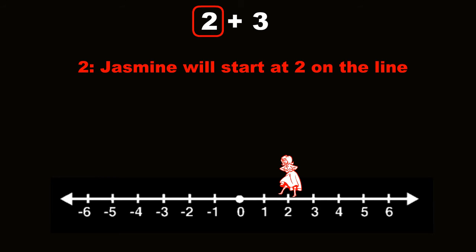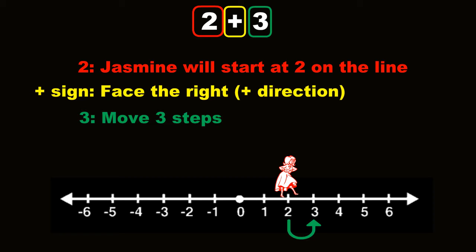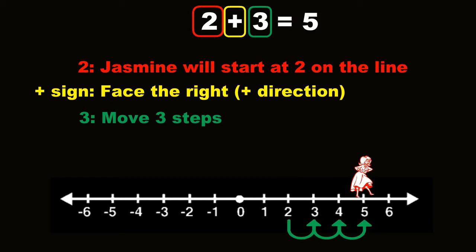Now, I'm going to expand this system. Let's use our super basic example of 2 plus 3 and help our virtual student Jasmine learn how it works. The first step is nothing special. Jasmine will start at 2 on the number line. Next, I have something new for you. Since we see the plus sign for addition, we will tell Jasmine to face the right, which is also called the positive direction. Last, she will move 3 steps in this direction and we get 5. Please be patient if you think I made things more complicated than before. See the next example and you will know why I did that.